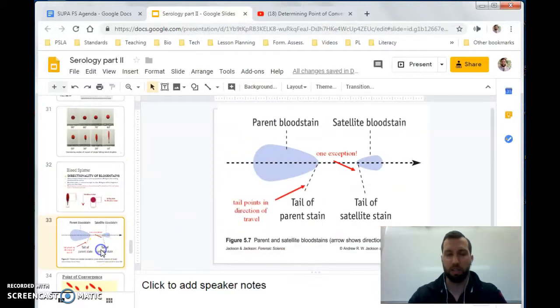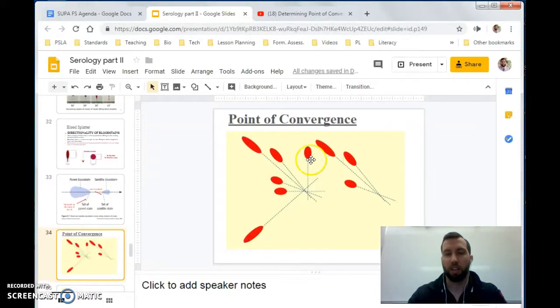The second piece of information we reviewed from yesterday is that the first drop that hits we call the parent blood stain, and it's going to have this tail, and the tail always points in the direction the blood was traveling. So that's going to be really important. We need to understand that. So we're going to use that information to draw what we call the point of convergence. What you're going to do is draw a line through the blood drop, and when you draw that line through the blood drop in the direction it travels, it's going to lead back to the point of convergence, the POC. This is the area where the blood came from.